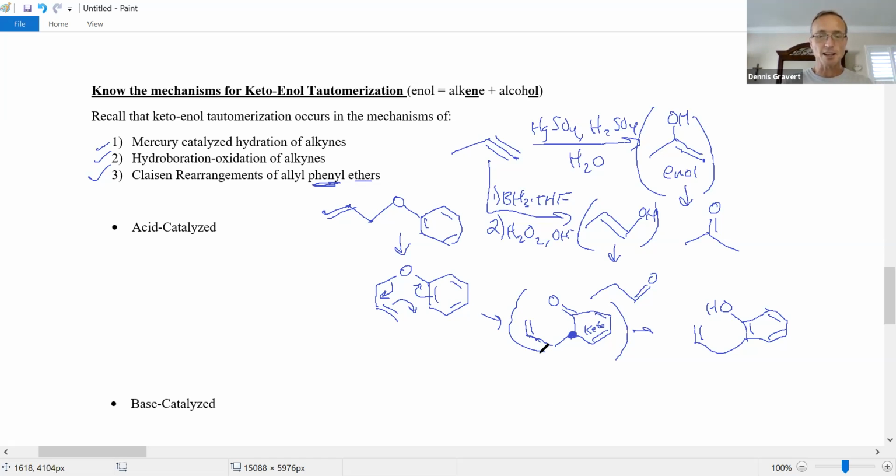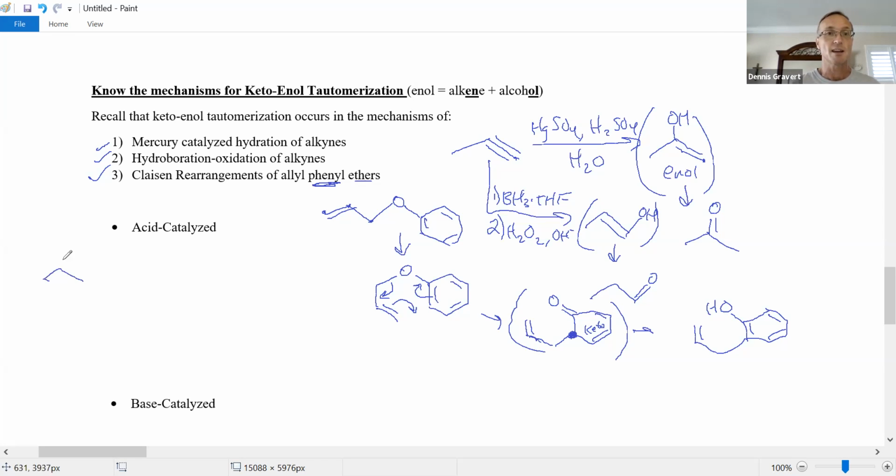All right, 3 times we saw keto-enol tautomerizations. Let's explain the mechanism for it. It's pretty straightforward. So in all 3 of those cases, these first 2 start with enols. This one started with the keto. I need you to know the mechanism for starting with either one.